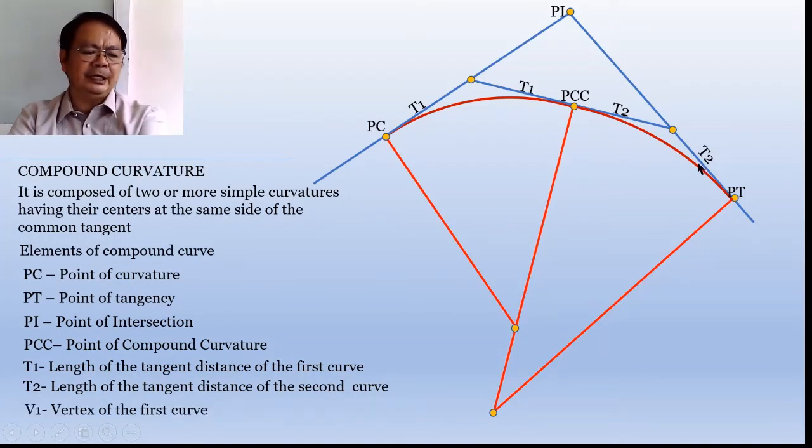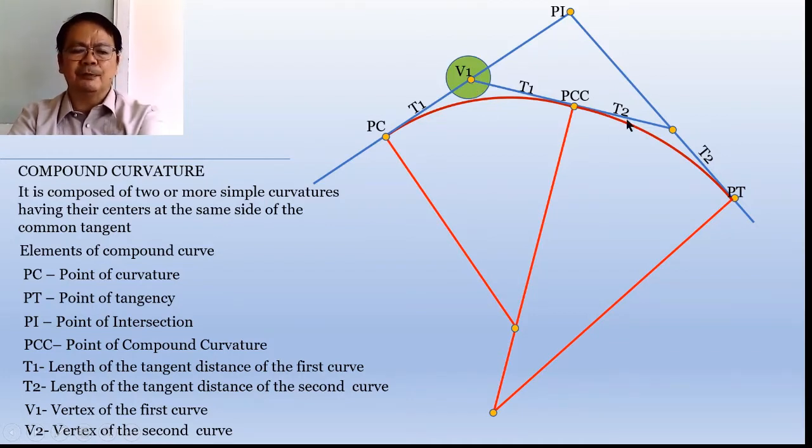Then we also have here the vertex of the first curve. So ito yung ating first curvature, the intersection of the two tangents of that first curvature shall be our vertex of the first curve. Ito yun. Yung tinatawag nating intersection ng dalawang tangent ng first curvature. So kung meron tayong v sub 1, meron tayong v sub 2 representing the vertex of the second curvature. Yung intersection naman ng dalawang tangent ng second curvature is the vertex of the second curve. Ito yun.